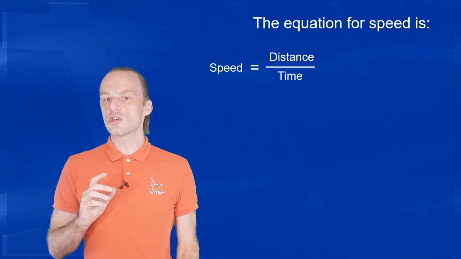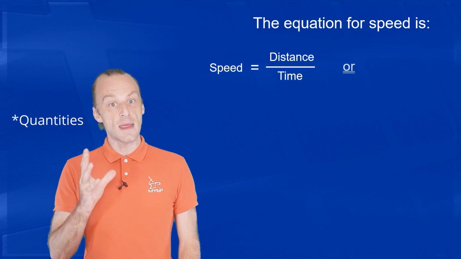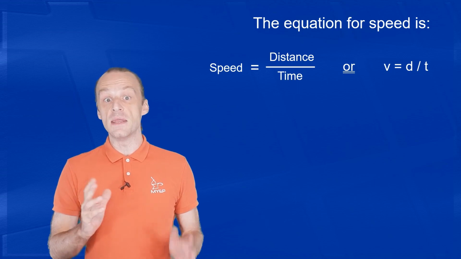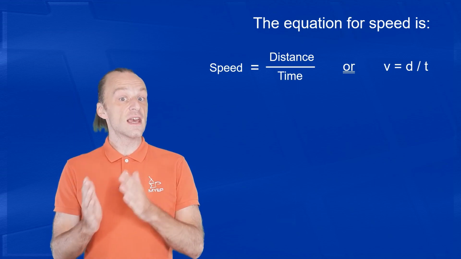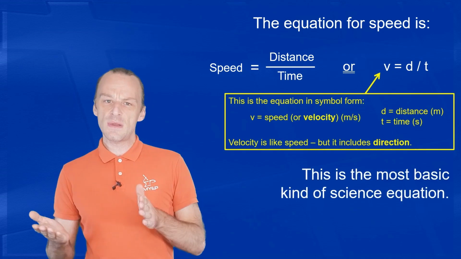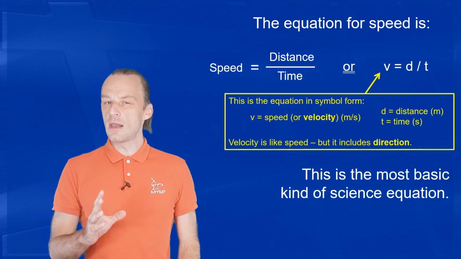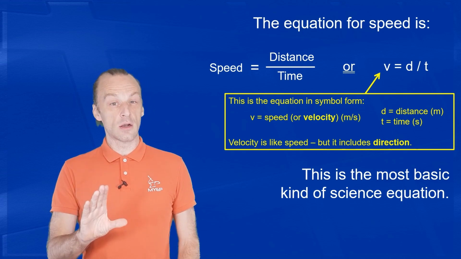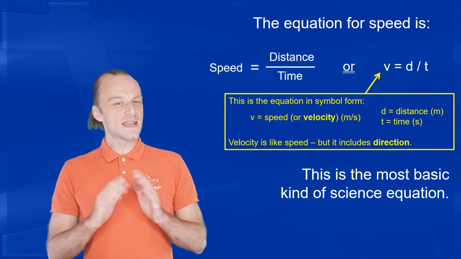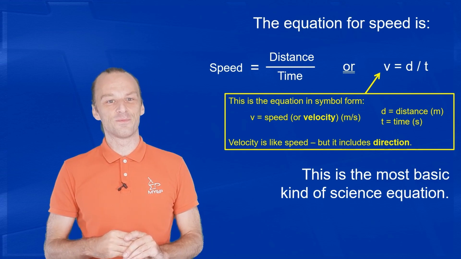We can also show this equation using letters to stand for the quantities to make it quicker to write down. In this case, we use v equals d over t. We use v for speed because it stands for velocity. Velocity is a lot like speed, but it also includes direction. That makes it a little bit more complicated, so we won't talk about that right now.